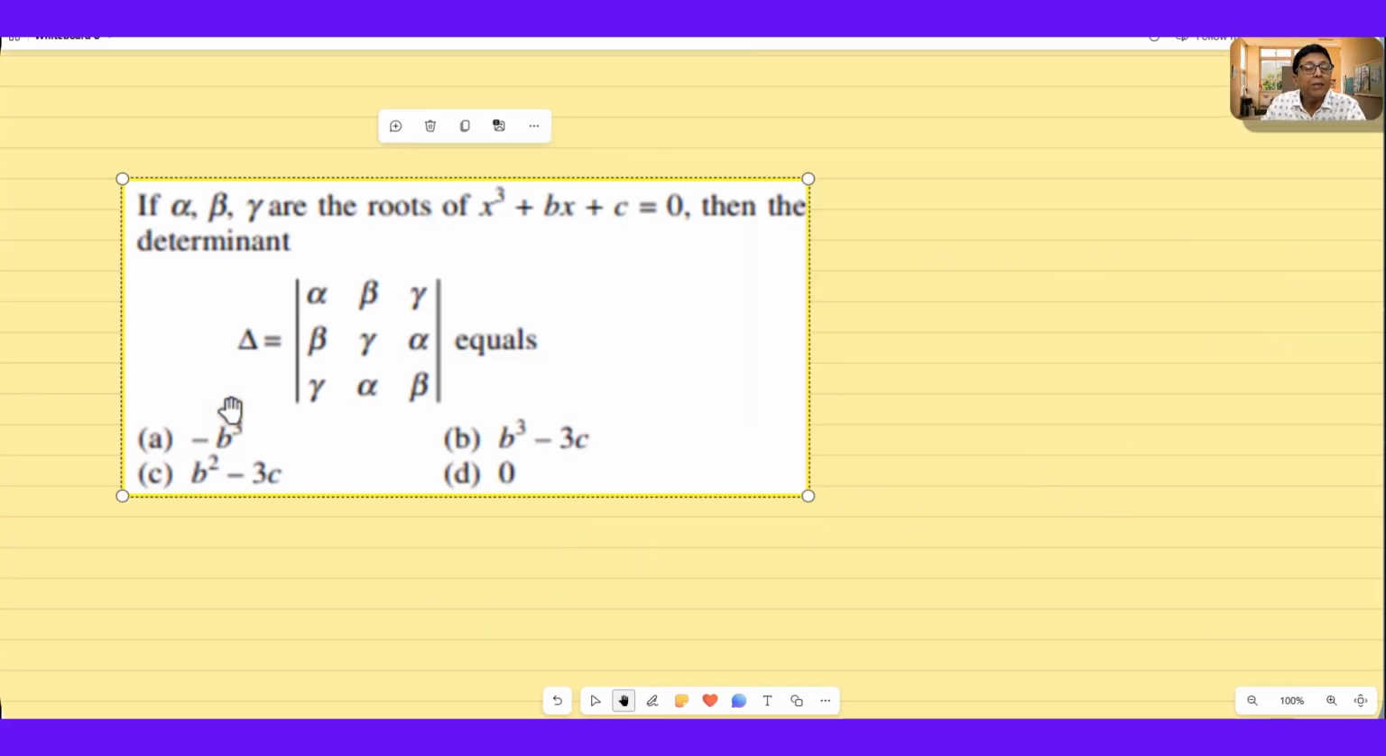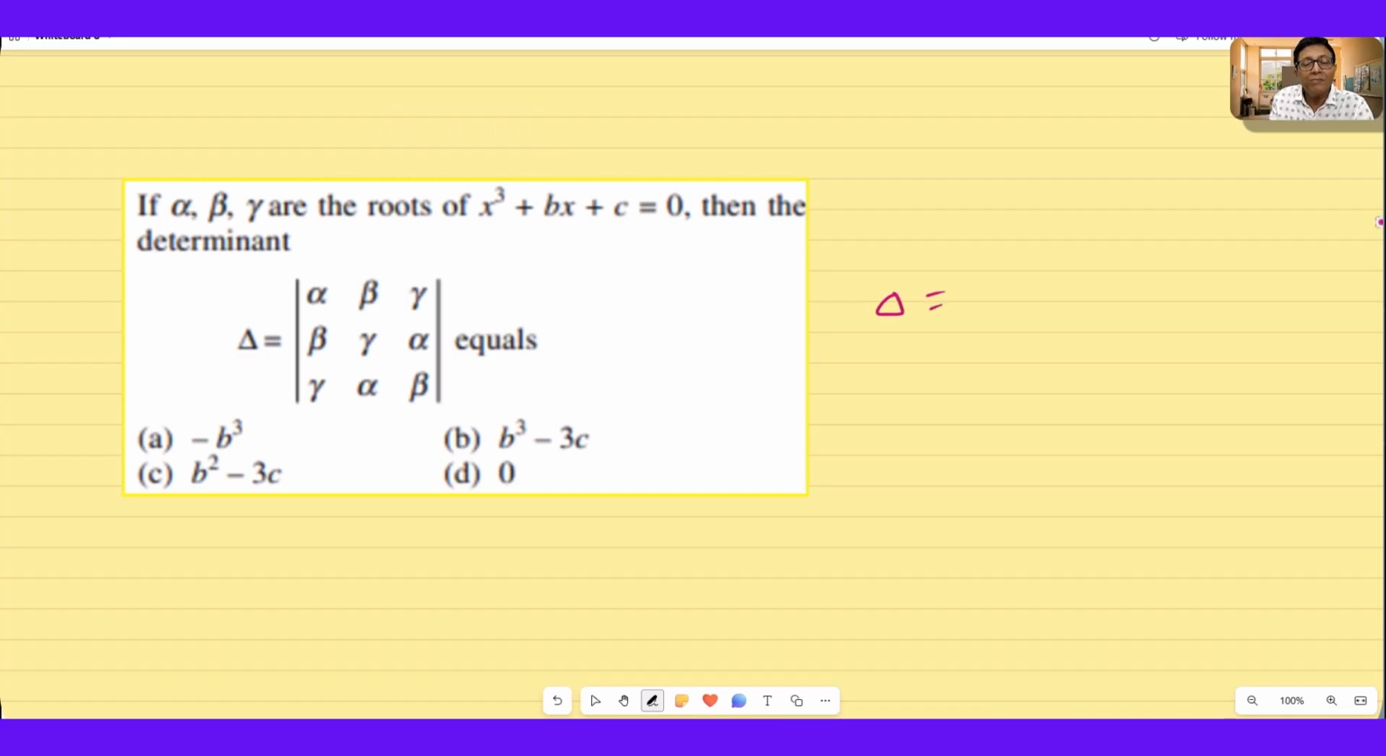And this one: alpha, beta, gamma are the roots of this equation. Then what is the value of the determinant? This is a cyclic one. Next session we will be solving many sums based on this property. Alpha, beta, gamma, alpha, gamma, alpha, beta coming in cyclic order. The value can be predicted, but I am not going to do that. I will be using properties only here. That delta is what?